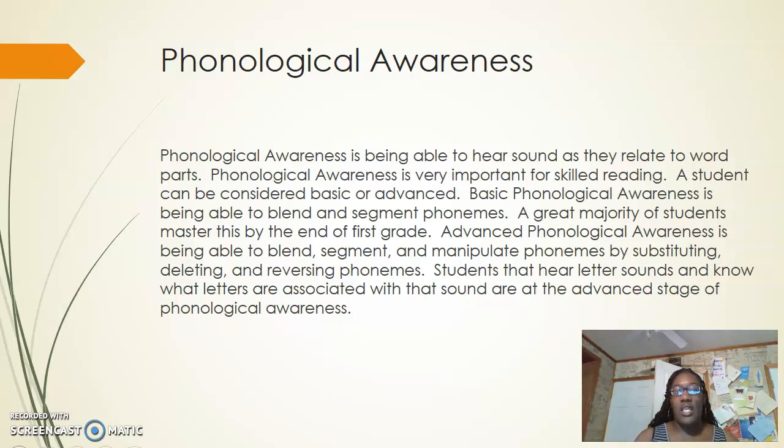Phonological awareness is being able to hear sounds as they relate to word parts. I think phonological awareness is very important for reading. This goes back to having the foundation of reading. This gives students the capability to blend and segment when they can hear sounds and they can associate those sounds with letters.